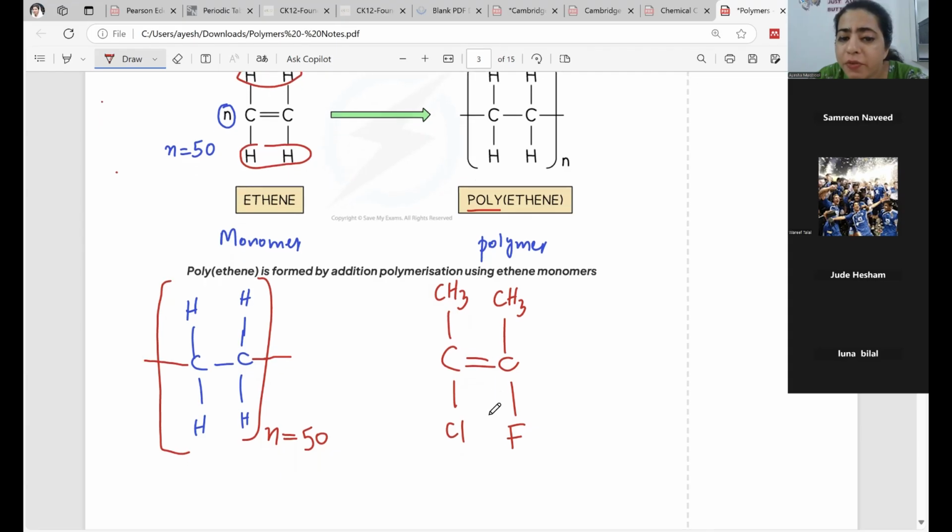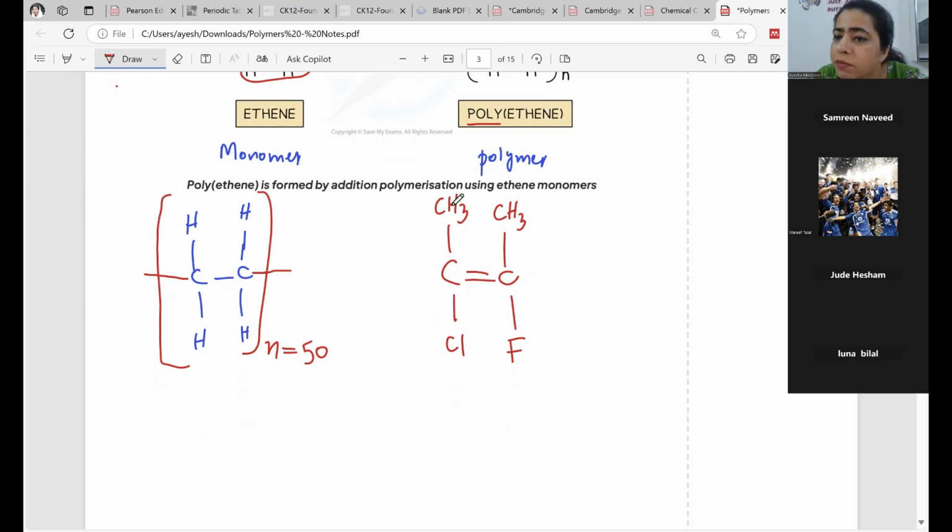Okay. So this one will have a long name. It will be 1-chloro, 2-fluoro, 1,2-dimethyl propene, ethene. This type of name will not come in the exam, it's just an example. If all the groups attached are somehow different or any groups are attached, no problem. You're just concerned with the double bond.